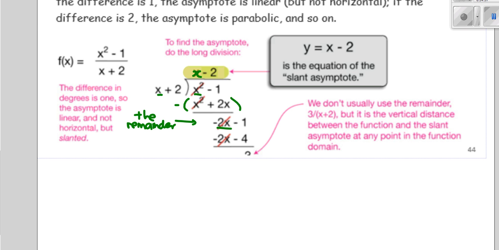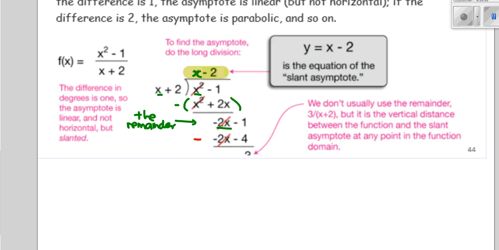Are you subtracting? Yes, the top is x squared minus 1, and we subtract. Minus 2, we haven't worked out yet. So when we do that minus that, we get minus 2x minus 1. So how many times does x go into minus 2x? Minus 2, that's where the minus 2 came from. Now we've got to work out the remainder. Minus 2 times x plus 2 is minus 2x minus 4. And again we're subtracting.